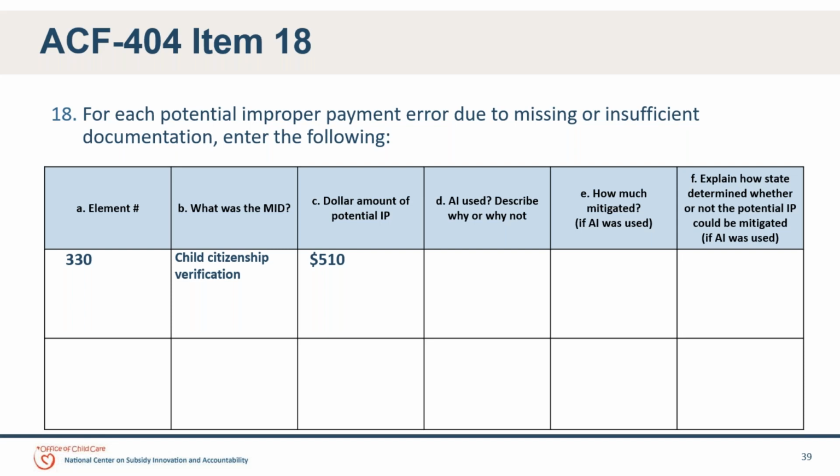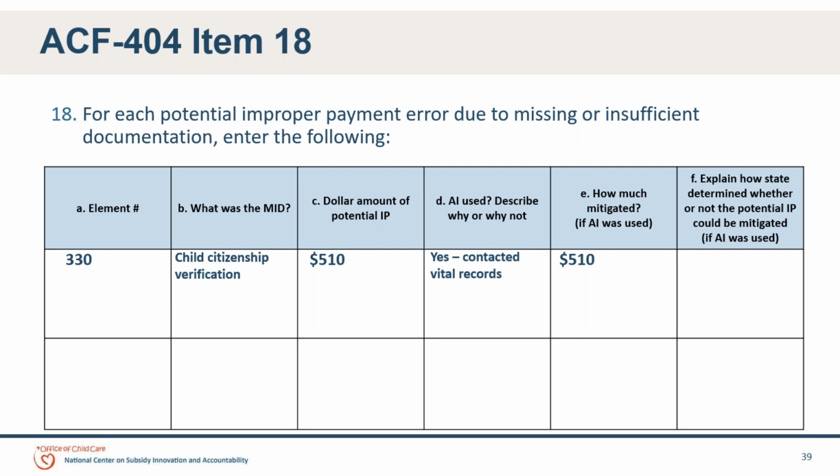Column D is a description of the additional inquiry that was done, or an explanation of why there was no appropriate additional inquiry to complete. So on the MID table, you'll combine information from column 4 and then either 5 or 6, depending on whether an AI was used. And here in our example, we said, yes, we reached out to Vital Records to obtain the verification. Column E, if an additional inquiry was used, you'll enter the dollar amount, if any, that was able to be mitigated. So again, if you're looking at your MID table, this is column 8. And in our example, we said the entire potential improper payment amount of 510 was able to be mitigated.